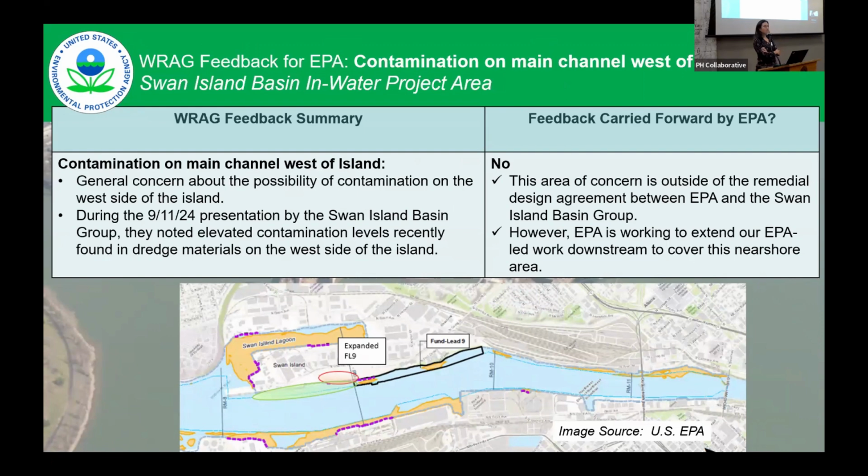The contamination on the main channel west of Swan Island. So if you look at this, the bottom left-hand side here, this is a part of the river that was not in a project area initially. There weren't known surface contamination areas. Some sampling that came back from a maintenance dredging project and some other data from some of the EPA fund lead work has shown that there might actually be contamination there we need to worry about.